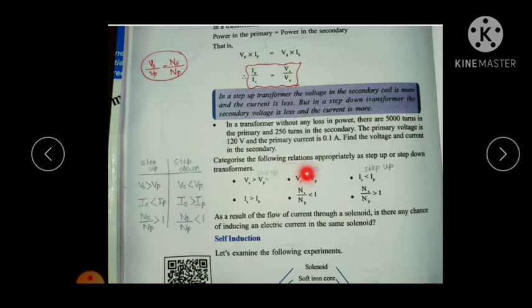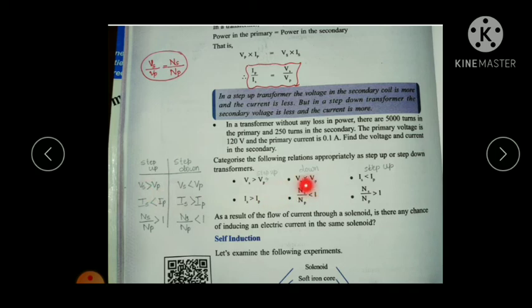Categorize the following relations appropriately as step up or step down transformers. So here some relations are given. We have to classify them into step up and step down transformer. VS is greater than VP. So VS is greater than VP means what? Voltage in the secondary is greater than voltage in the primary. So in which case is voltage in the secondary greater than voltage in the primary? Yes, in step up transformer. So write here VS is greater than VP.